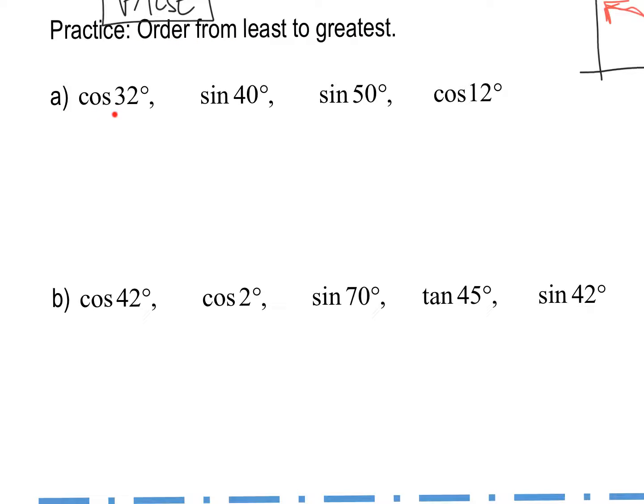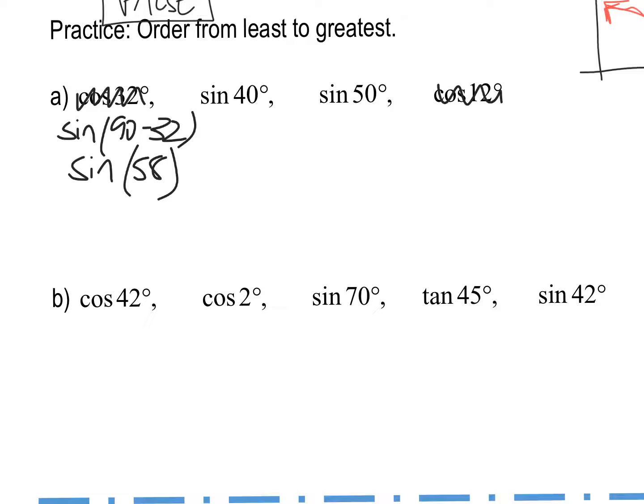Okay, so we have all 4 of these functions here. Some of them are in cosine, some of them are in sine. The first thing I think to do is to change the cosines to sines. So I'm going to change this to sine of 90 minus 32, which is in fact sine of 58. I'm going to do the same thing over here. This is equivalent to sine of 78.